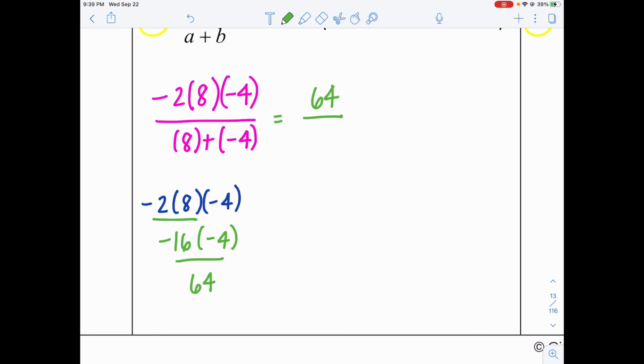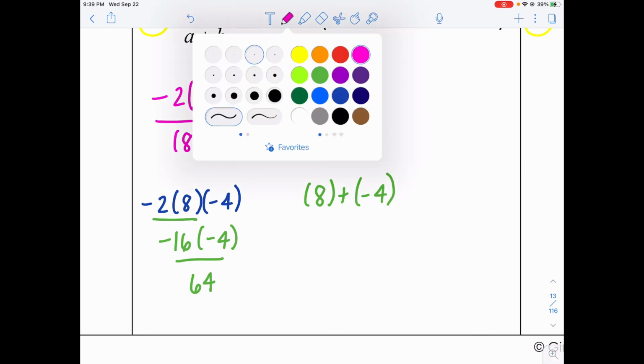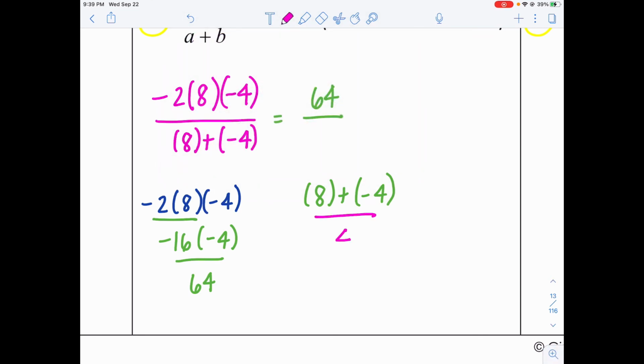Simplifying the bottom, this is 8 plus a -4. You can do this on your calculator, but you can also do this hopefully in your head at this point. 8 plus a -4 is a +4. So now I have 64 over 4, which is just 64 divided by 4. And 64 divided by 4 leaves me with 16.